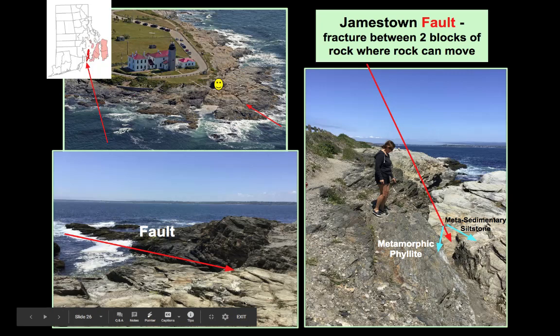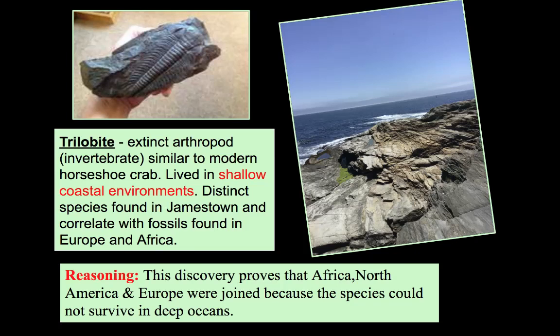So Jamestown, Rhode Island has rock structures that correlate with land across the Atlantic Ocean in Africa, which also supports the idea that continents were together. So very cool. One last thing about Jamestown while I'm at it. Get there with your parents. It's so cool. You'll love it.